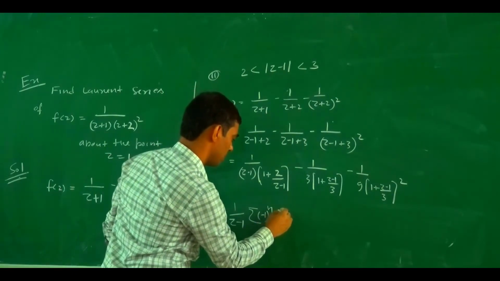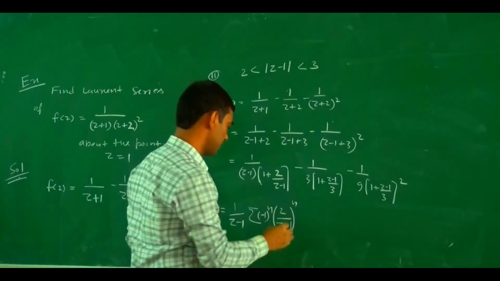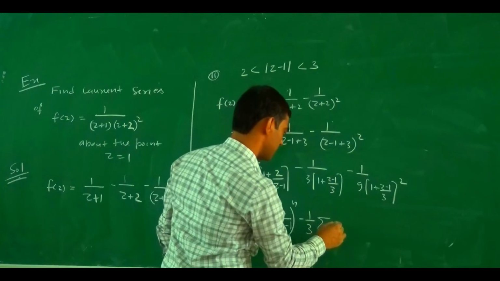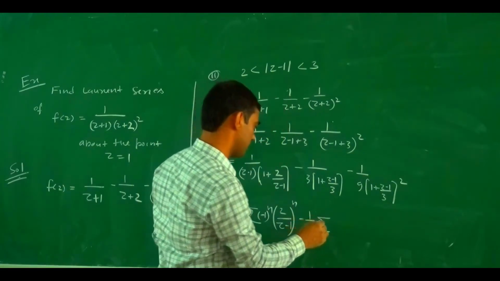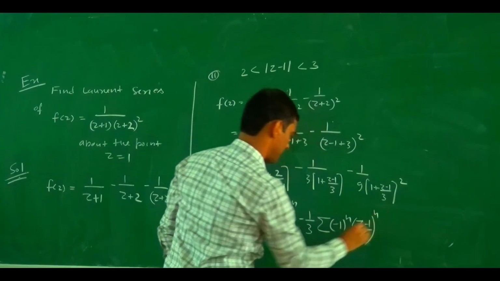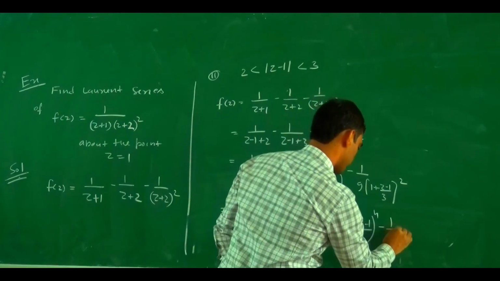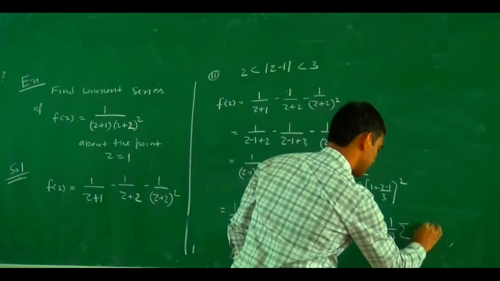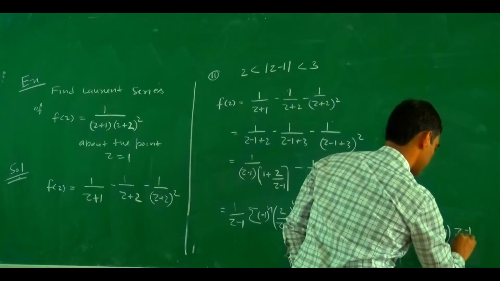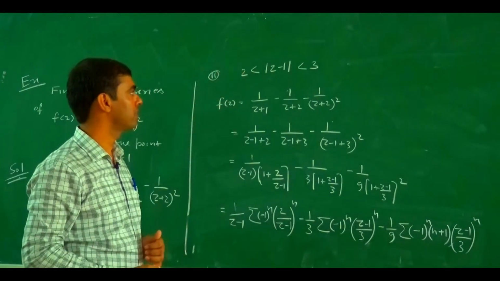This becomes twice upon (z minus 1) to power n. And the second one becomes what? Minus 1 by 3 outside, inside, summation, what is the value for this one? The value for this becomes minus 1 to power n, (z minus 1) by 3 to power what? n. This one is a minus 1 by 3. And the last one is what? The last one is a minus 1 upon 9 summation minus 1 to power n, n plus 1, and (z minus 1) divided by 3 to power what? n. This one is the Laurent series expansion for the second case.